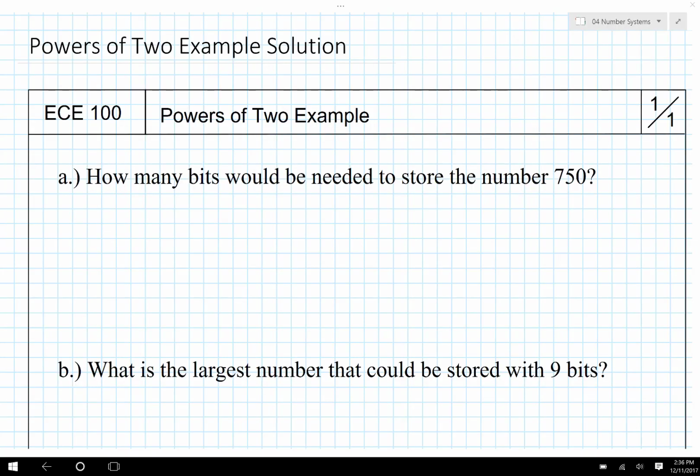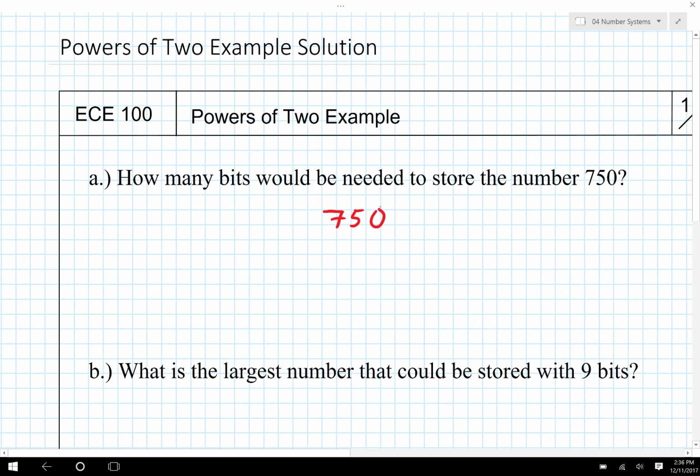So let's see some examples of how to use these powers of 2 to solve some real interesting problems. The first one is how many bits would be needed to store the number 750. When I'm looking at this problem, I'm going to try to think through all the powers of 2, and I'm going to try to find the 2 powers of 2 that bracket the number 750.